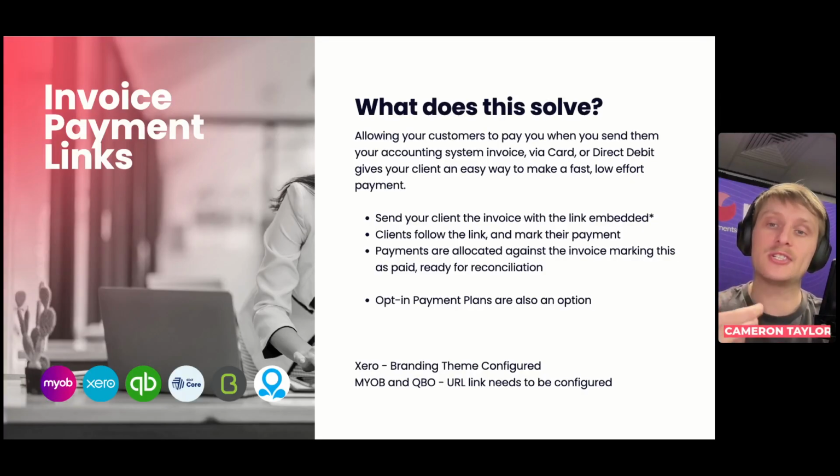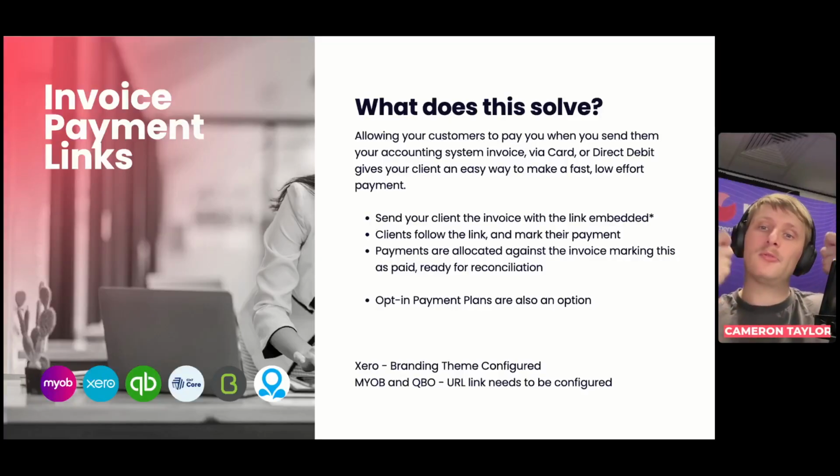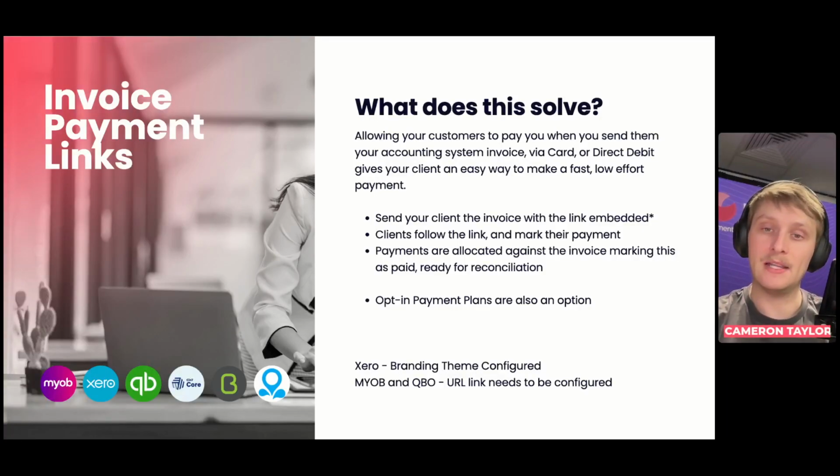So that's the concept of branding themes. Think of them like different colored pieces of paper, and being able to send a client a red piece of paper and a blue piece of paper for different types of service. Unfortunately, QuickBooks and MyHub don't have that concept. So their payment link needs to be more manually set up, and I'll briefly explain how that works.